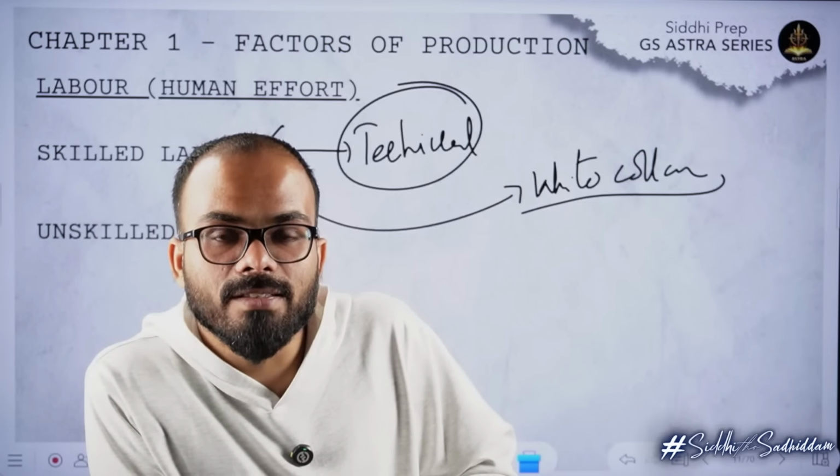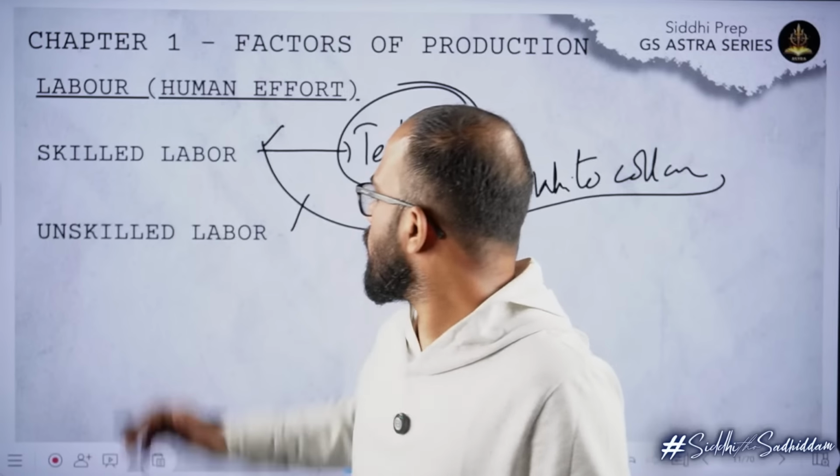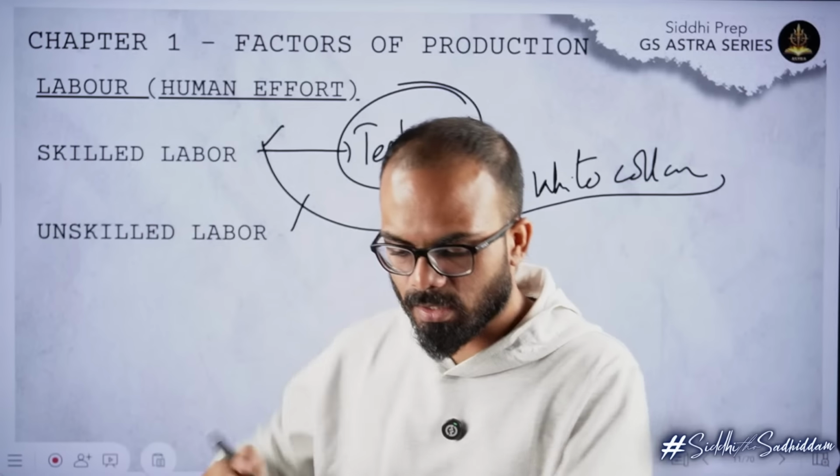The other section is unskilled labor, who involve in, yes, they have to pay 4 times. Right. Now the next category is unskilled labor. Just a moment.